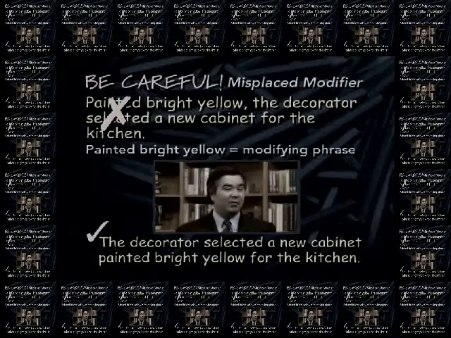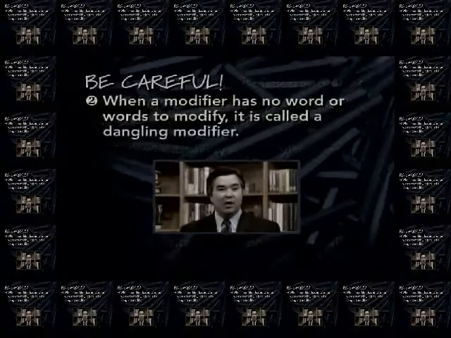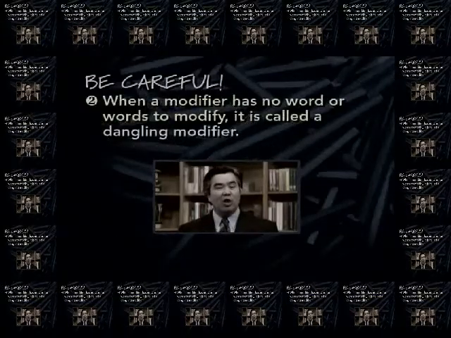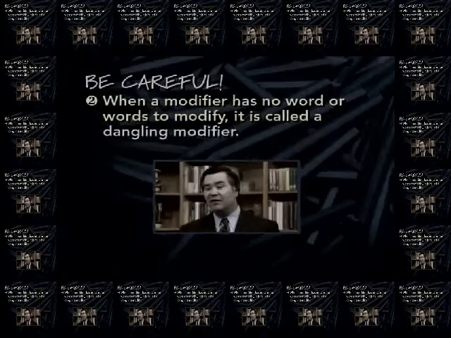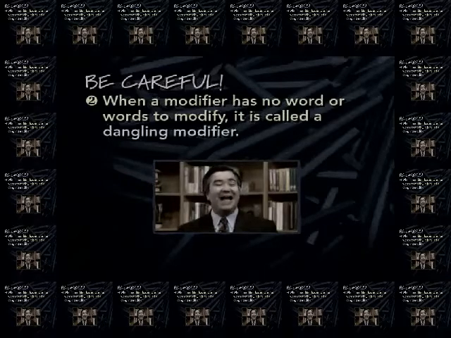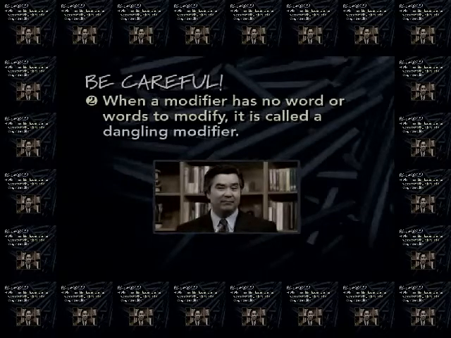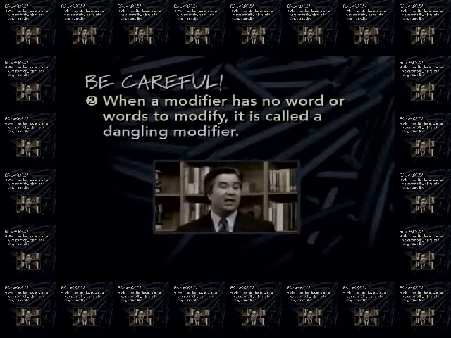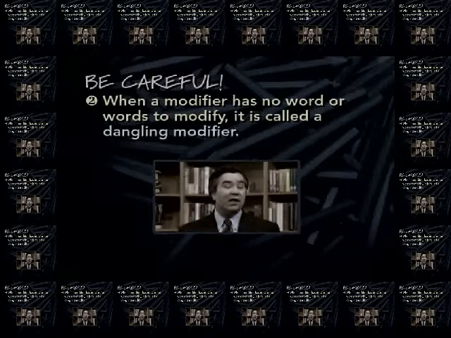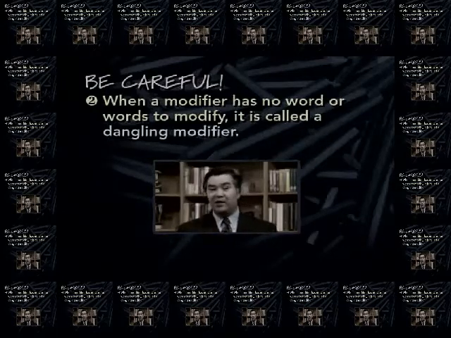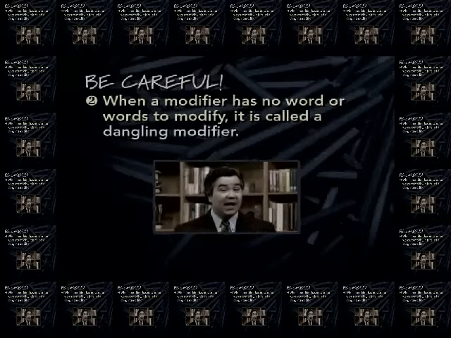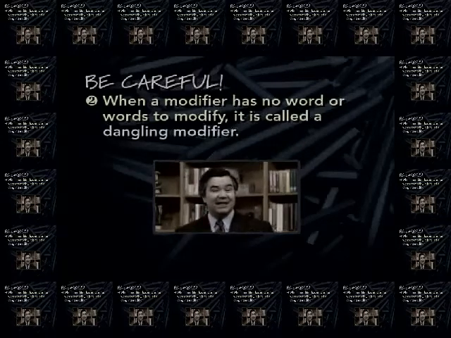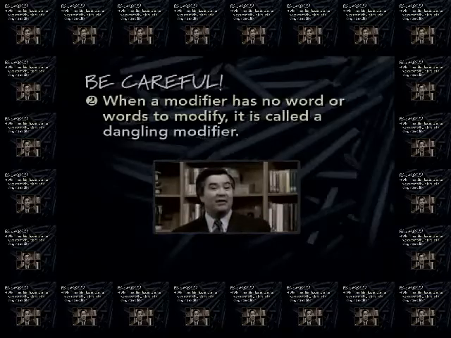A different kind of problem is caused and solved in a different way. When a modifier has no word or words in the sentence to modify, it is called a dangling modifier. In this kind of sentence, the connection has broken down altogether because we have a modifying phrase or clause that actually doesn't have any word or words in the sentence to link up to or to modify.